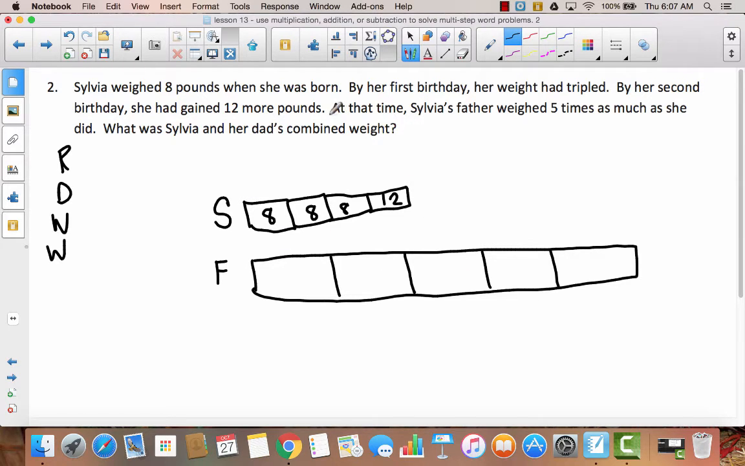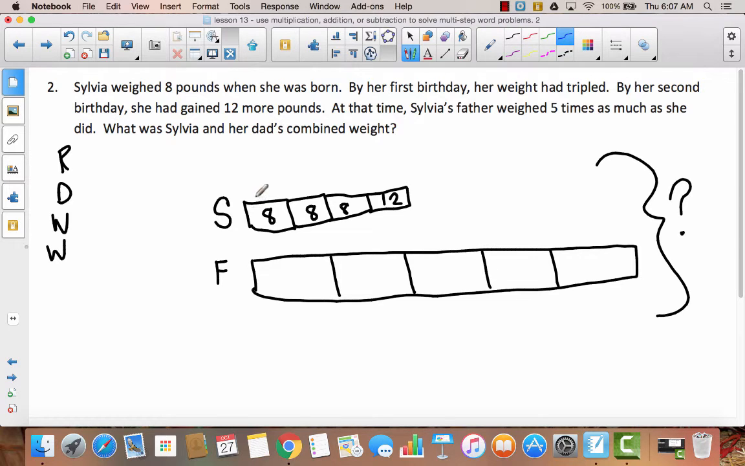But I do want to go ahead and figure out what the question is asking. It's not asking how much does her father weigh. It asks what's Sylvia and her dad's combined weight. So I'm going to go ahead and put my question mark here. This is what we're trying to figure out. How much is this all together? So where do you think we should begin? I think we should begin by finding out what Sylvia's weight is so that we can figure out what her father's weight is. Now, if you feel like you completely understand how to solve this problem, go ahead and pause the video and finish it yourself and then just come back and check to see if you got the same answers. All right, so let's figure out how much Sylvia weighs.